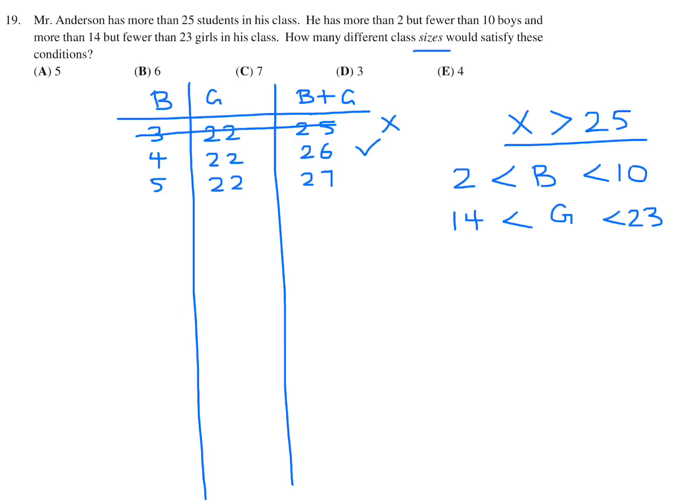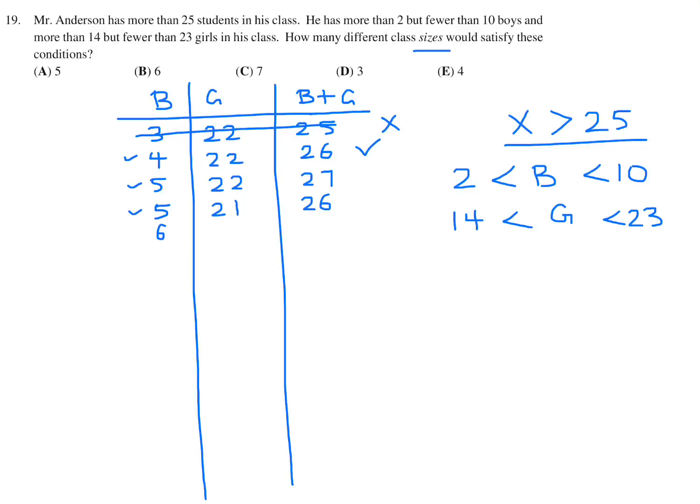And if the boys are 5 and the girls are 21, we're going to get 26. And then we can't go any lower than 21 for the girls. So we've exhausted that, because if we do, we won't get a class size of greater than 25. So now we've done the 4s, we've done the 5s. The next one is the 6s.